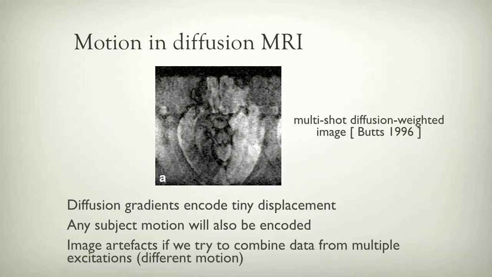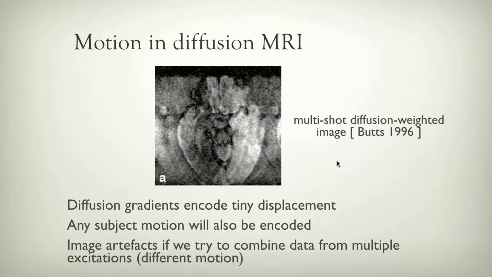If you acquire diffusion-weighted images over multiple shots, in other words, instead of using a snapshot technique like EPI, do something more like what we do for structural images, where you excite the magnetization multiple times and form the image over many different excitations, what you will see is an image that looks kind of like this. This is actually a brain. I know it's not totally easy to see that that's what it is.